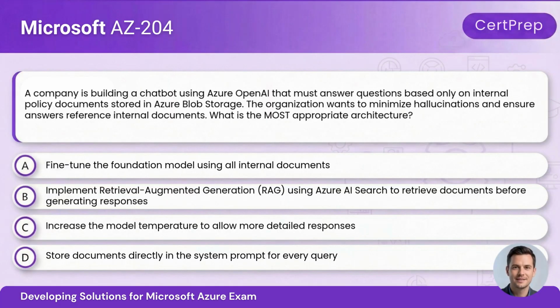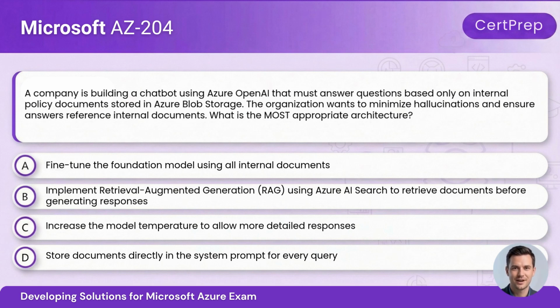Question number 1. A company is building a chatbot using Azure OpenAI that must answer questions based only on internal policy documents stored in Azure Blob Storage. The organization wants to minimize hallucinations and ensure answers reference internal documents. What is the most appropriate architecture?